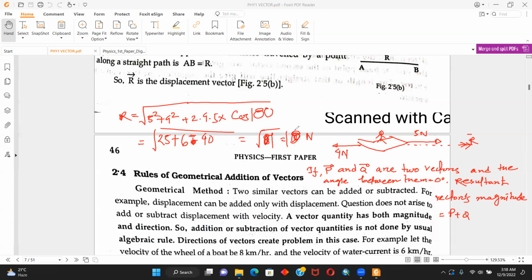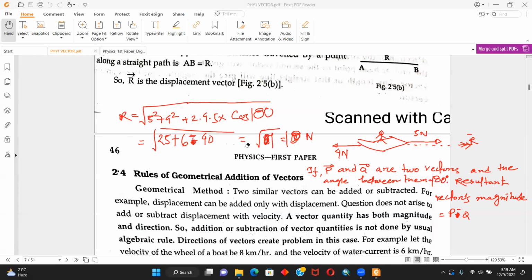So if I put it like that, if p vector and q vector are two vectors and the angle between them equals 180 degrees, the resultant vector's magnitude will equal p minus q. Okay, that will be p minus q. Let me know when you're done. I'm done. Okay.